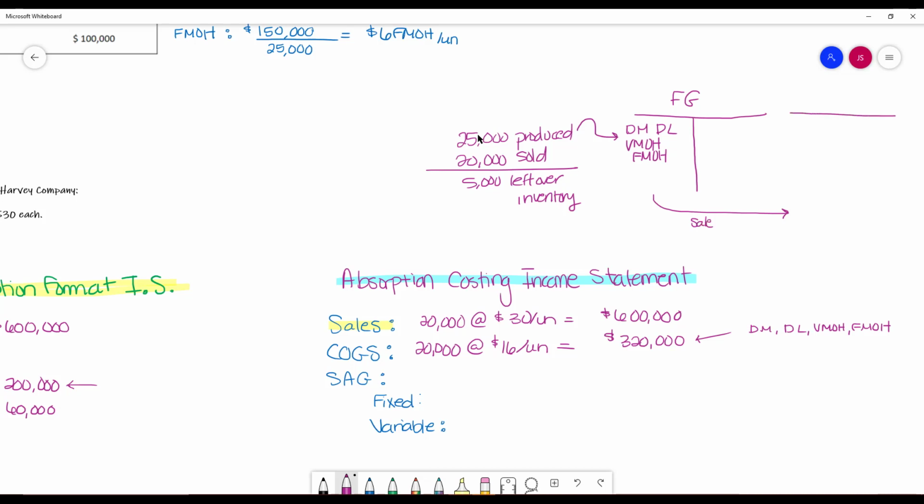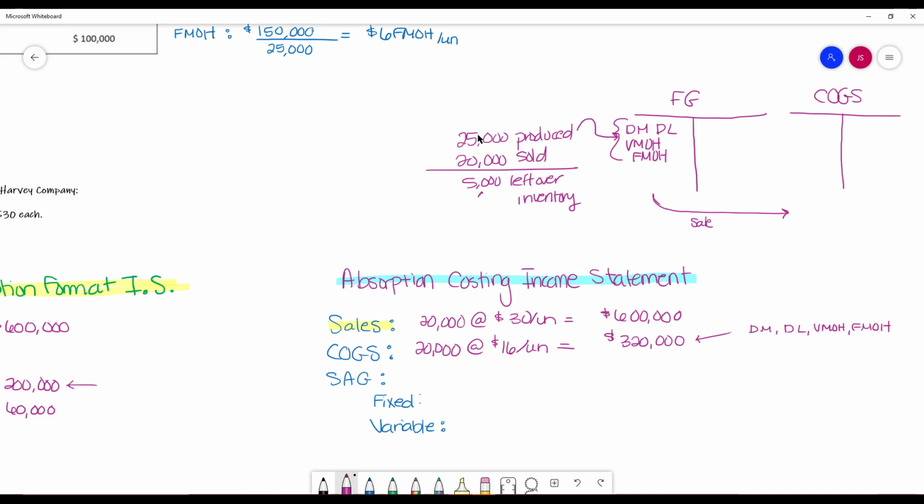And when we make a sale, the costs in finished goods flow to an account called cost of goods sold. So the only thing that causes this to happen is for a sale to be made. The units we produced have all these costs attached to them, and as soon as we sell them, those costs flow through to cost of goods sold. In this case, we didn't sell everything we made. We had 5,000 units left over in inventory.